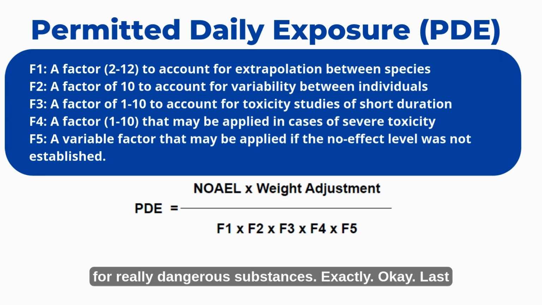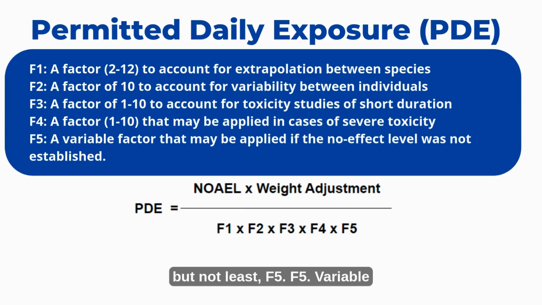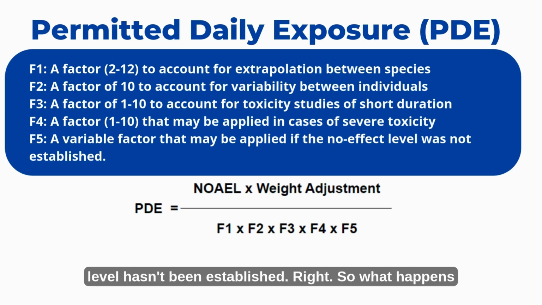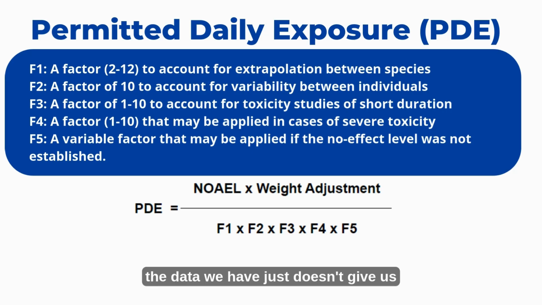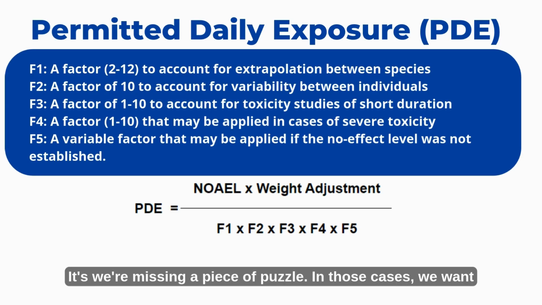Exactly. Okay, last but not least, F5. F5. Variable factor. And this comes in when a no effect level hasn't been established. Right. So what happens when we don't have a clear no effect level? Well, sometimes the data we have just doesn't give us enough confidence to set a precise NoAEL. It's like we're missing a piece of the puzzle.